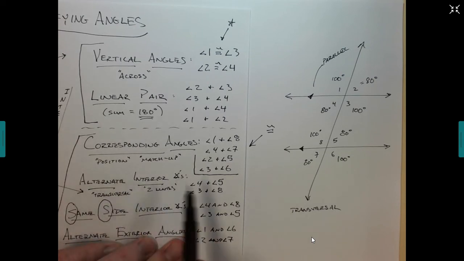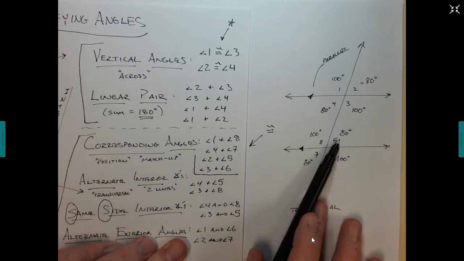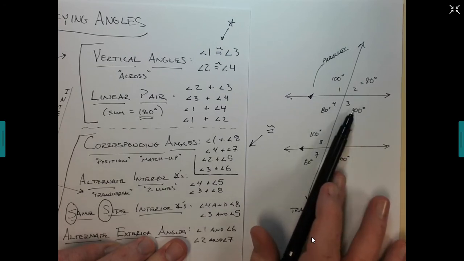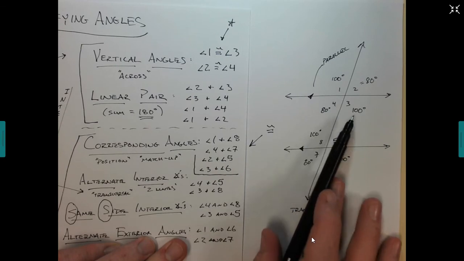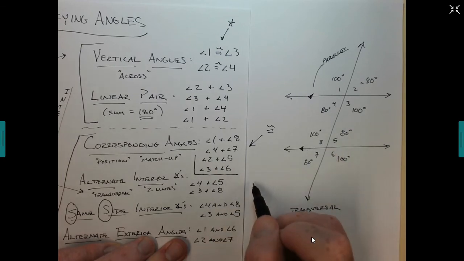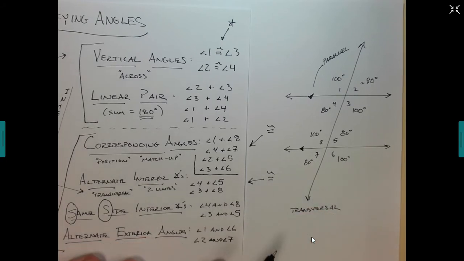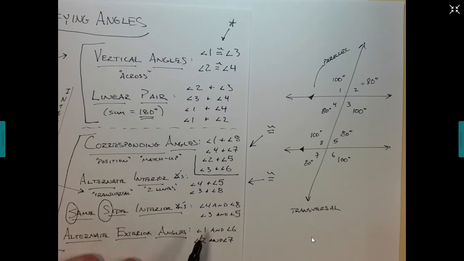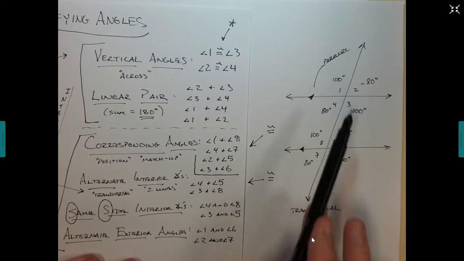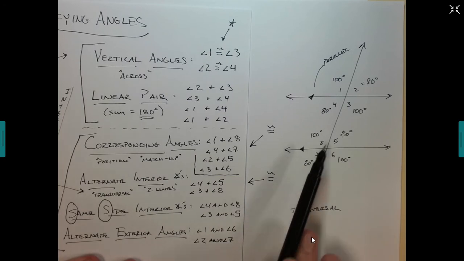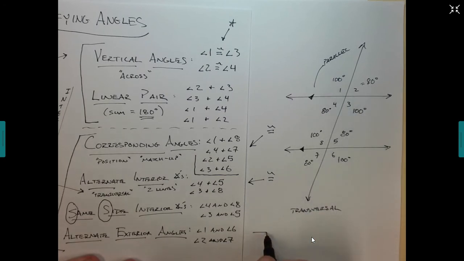If we look at alternate interior angles, 4 and 5 are alternate interior. Look, they're the same measure. All right, 3 and 8 are alternate interior angles. Look, they're the same measure. Turns out if my lines are parallel, then my alternate interior angles will also be congruent. If we skip down to the alternate exterior angles, if I look at 1 and 6, 1's 100 degrees, 6 is 100 degrees. Those are the same. 2 and 7, 80 degrees, 80 degrees. These will also be congruent.